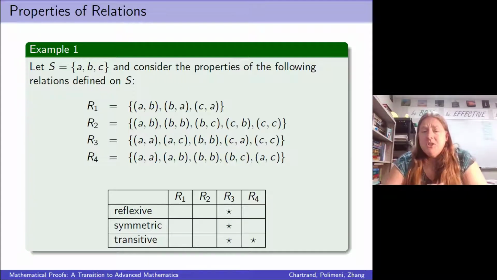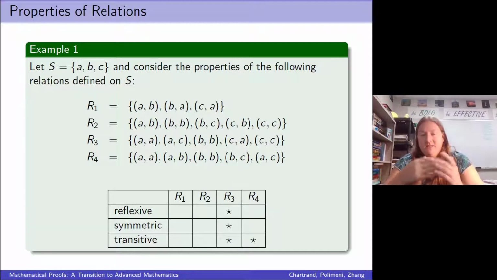So in relation 2, I have AB, so that means BA must be present, and it is not, so relation 2 is not symmetric. Relation 3, AA is its own symmetric pair, so it's good. AC means that CA needs to be present, and it is. BB is its own symmetric pair, and CC is its own symmetric pair. So relation 3 is also symmetric. Relation 4, AA is its own symmetric pair. AB is present, so BA must be present, and it's not. So relation 4 is not symmetric.